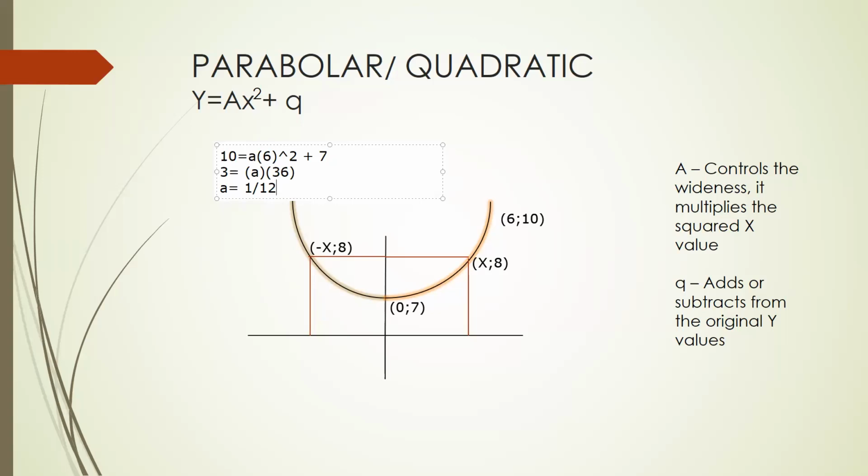Yeah, because remember 36 times 1 over 12 is the same as 36 divided by 12. And 36 divided by 12 is 3, because 3 times 12 is 36. So yes, our a is equal to 1 over 12. So therefore, our equation is y is equal to 1 over 12 x. Don't forget the squared, squared, plus 7.